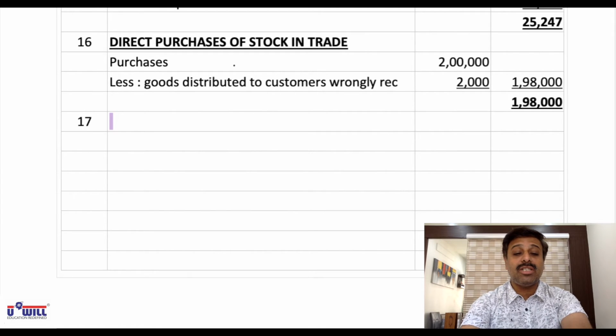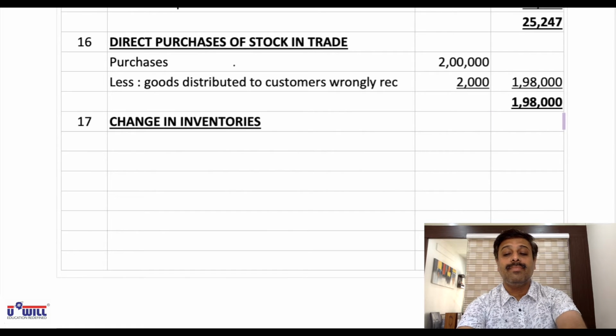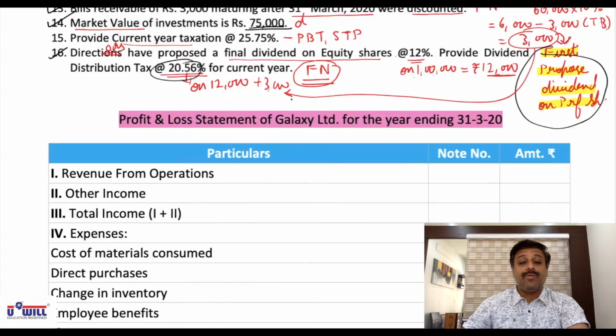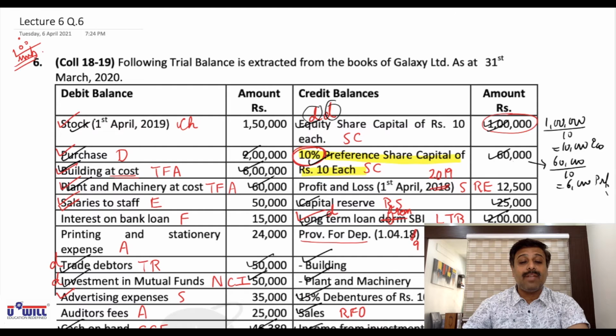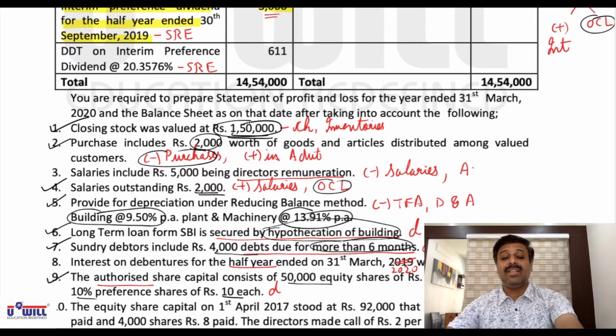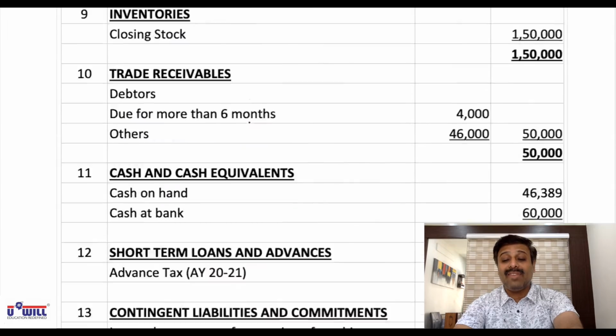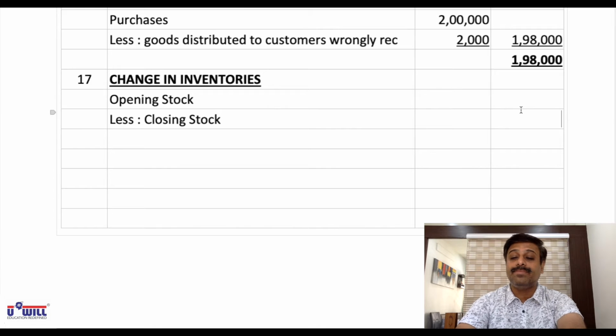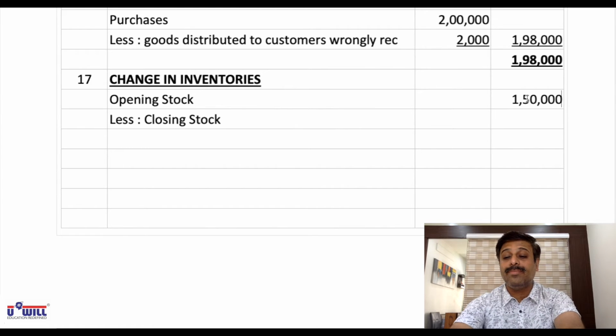Then after direct purchases of stock in trade, we'll have change in inventories. How do we find change in inventories? Opening stock minus closing stock. What is the opening stock of goods in the trial balance? 1,50,000. From that we have to minus closing stock from adjustment 1, 1,50,000 itself. So 1,50,000 minus 1,50,000 becomes nil. Total is nil.